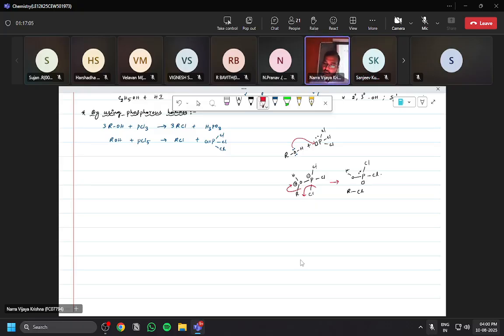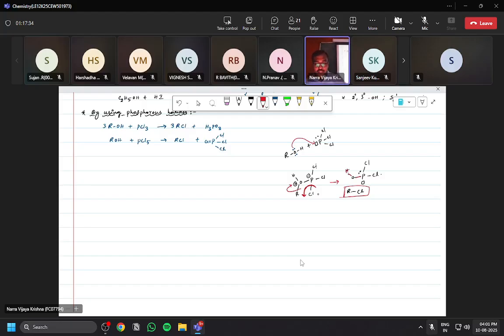From here, Cl is going out as Cl minus. Means this orbital becomes empty. This becomes empty means I should not write negative charge now. Now I have to write as lone pair. So what you got? One chlorine is replaced by one OH. If it repeats another 2 times, on phosphorus you will get totally 3 OH groups. And you will get 3 alkyl halides.